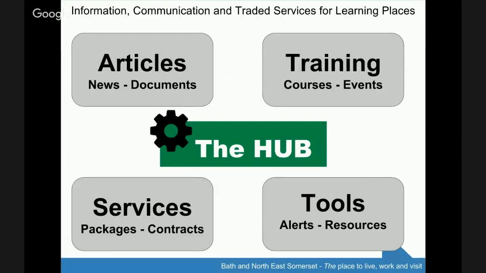So the Hub is broken down into four key areas. We have what we call articles on the Hub. These are, well, they're articles. Basically, they can be news or documents, and this is where you're going to find probably the bulk of the information that's relevant to governors. Some of these articles might be visible on the public portal.